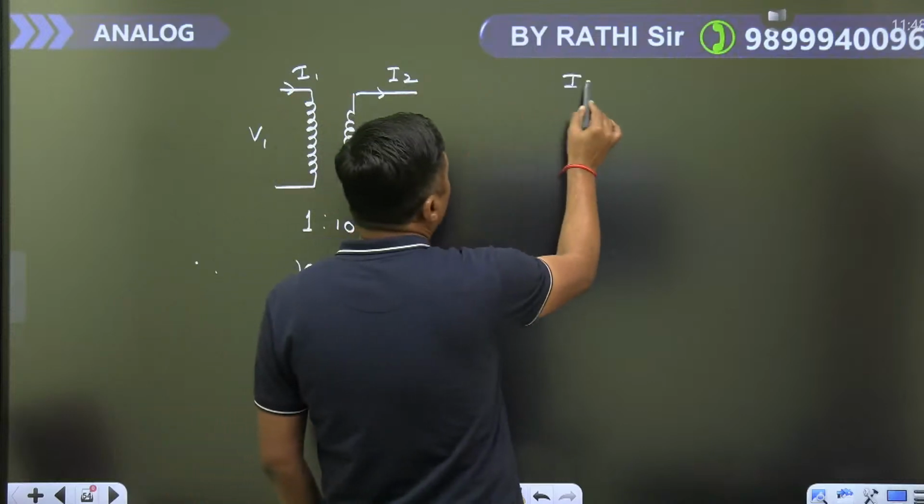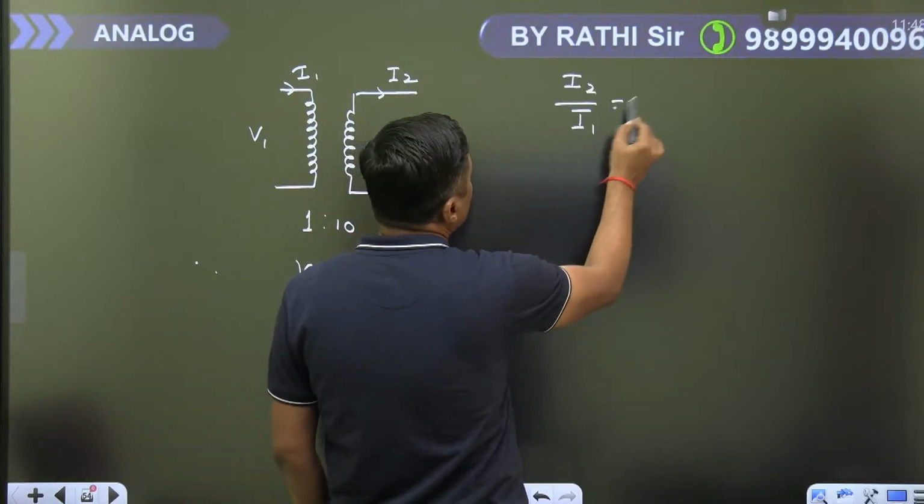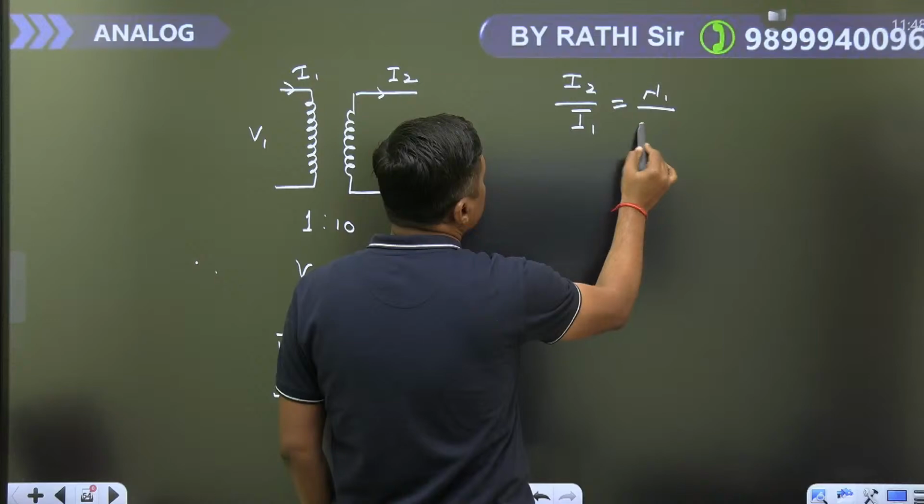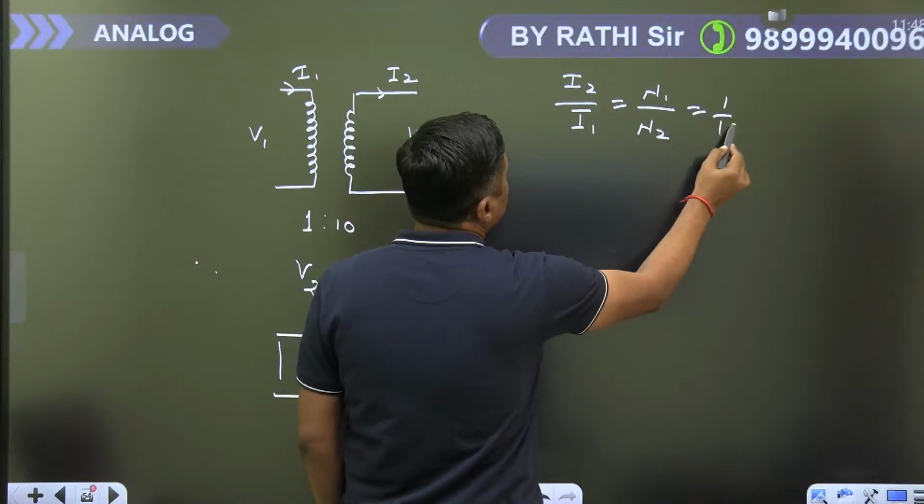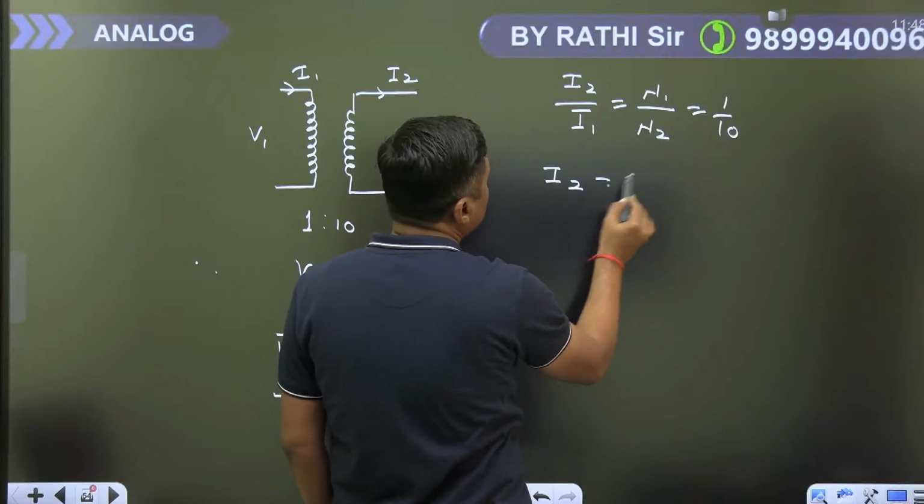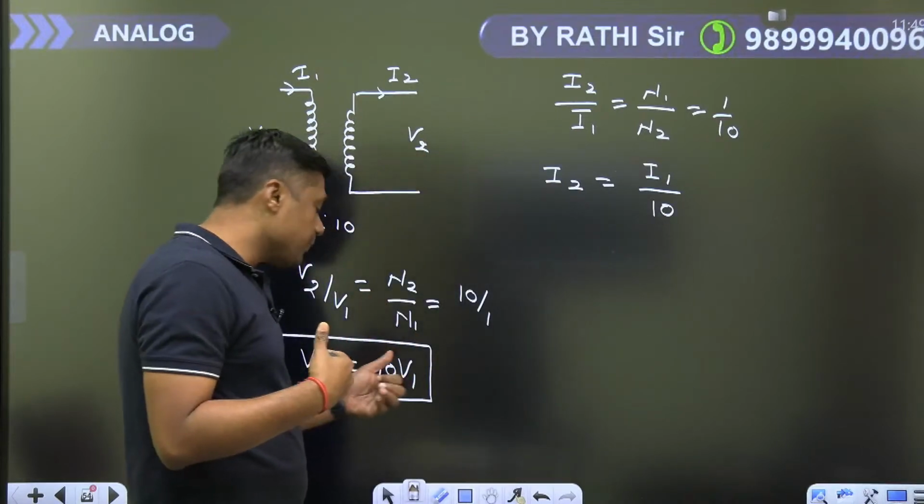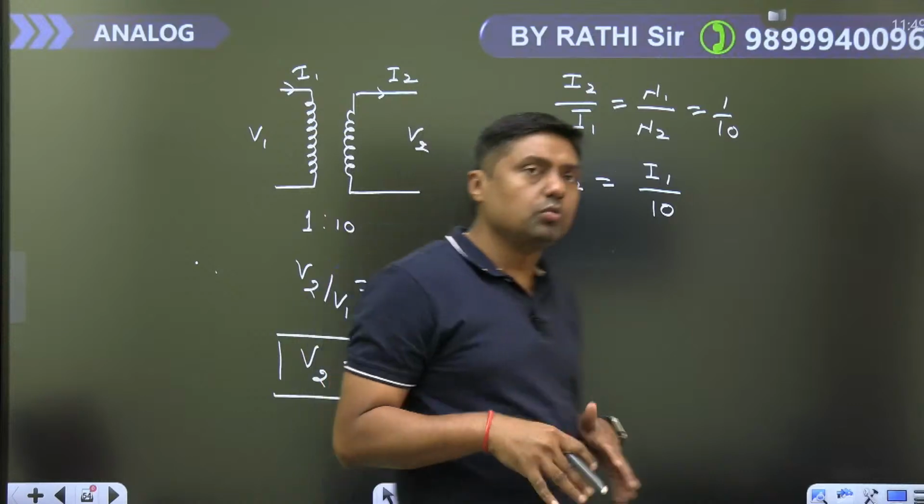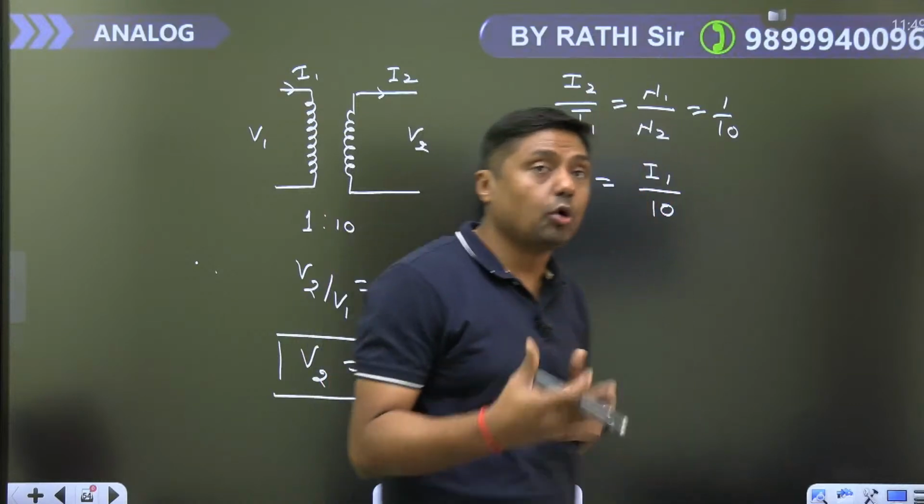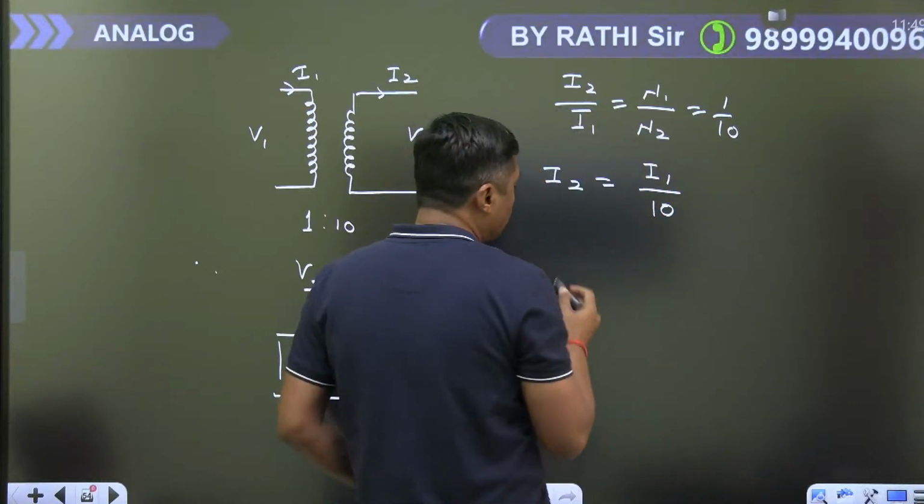then I2 upon I1 is equal to what? N1 by N2. 1 by 10. So I2 will become I1 upon 10. There is a step up in voltage, then step down in what? Current. Current will reduce.